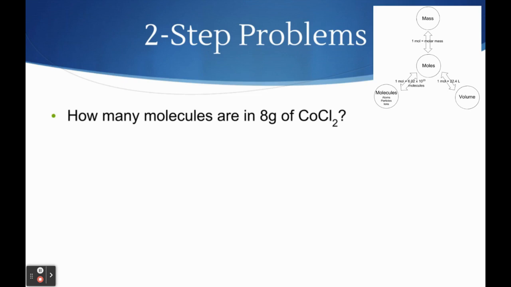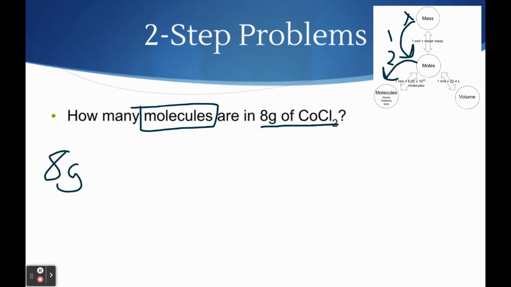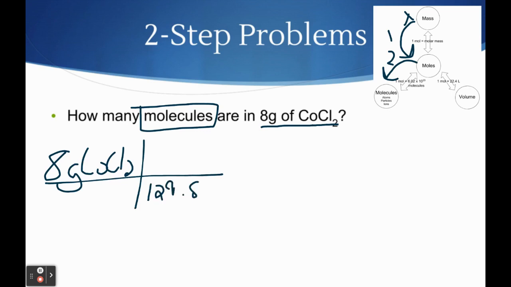Example problem number 5 says how many molecules are in 8 grams of COCl2. Given information is 8 grams of COCl2. We are looking for molecules. So we're starting up here at mass. We have to first convert to moles for step 1, then molecules for step 2. So 8 grams of COCl2. And again, we're going to use the molar mass to go from grams to moles. The molar mass is 129.83 grams in 1 mole of COCl2.